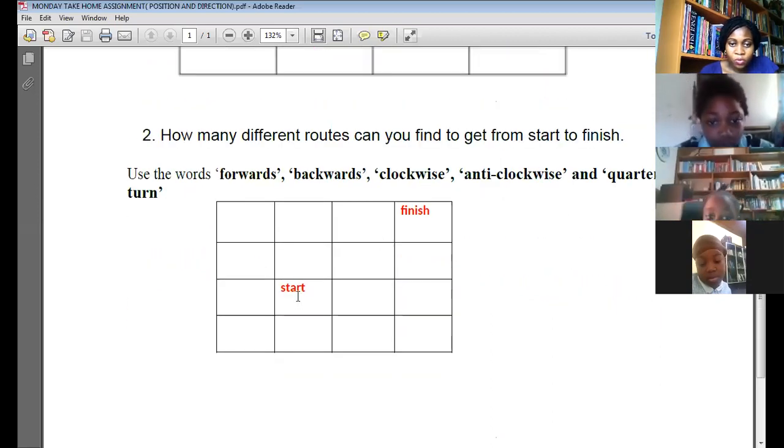And here too, we have start and finish. In what ways can you move from start to finish? Whichever direction you can take to be able to get to finish from start, you indicate it. Is that okay? Any question?